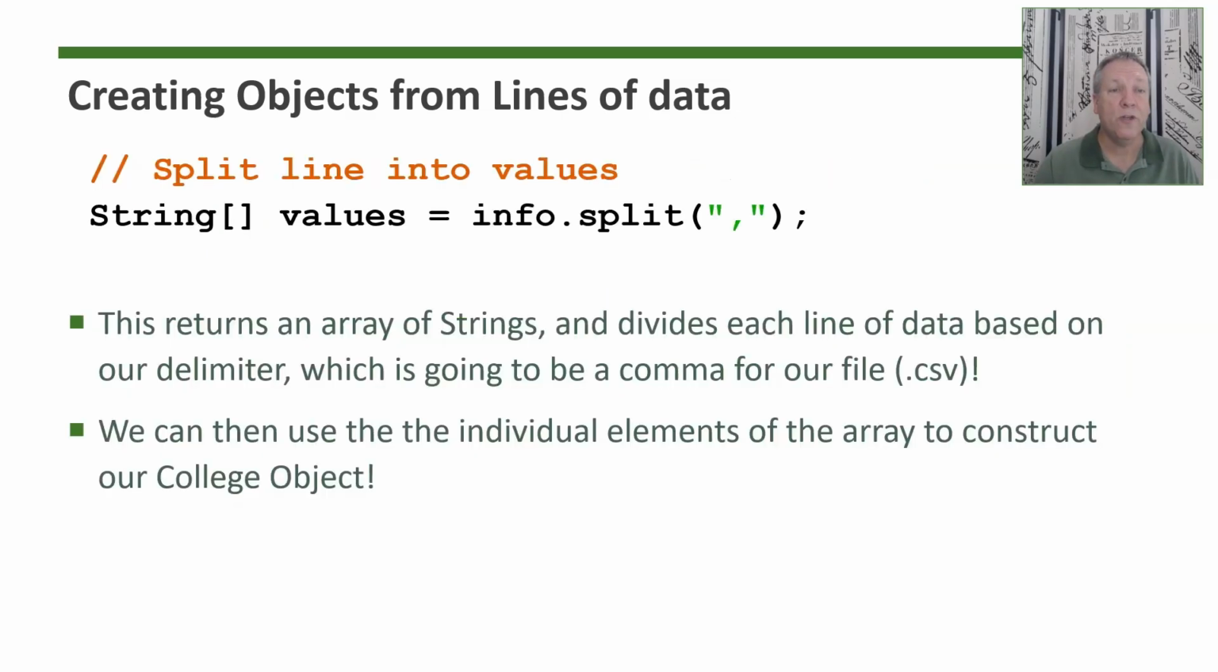commas. So what I'm going to do is create a string array called values. And I'm going to call info. Remember, info was the line of data that I read from the file, right? I'm going to call info.split and send it in quotes a comma. So it knows that it's going to split info up into individual elements that are separated by the commas in that line of data. And it will put them into a brand new array of strings that it's going to return. And I'm going to store it in my values variable, which is an array of strings. And then once that happens, I can use the individual elements of that array to construct our college object.